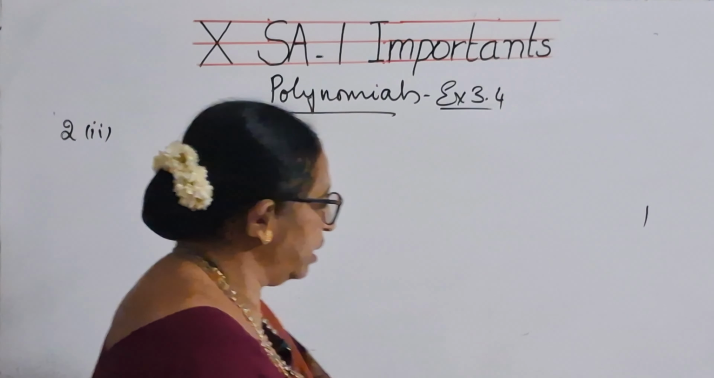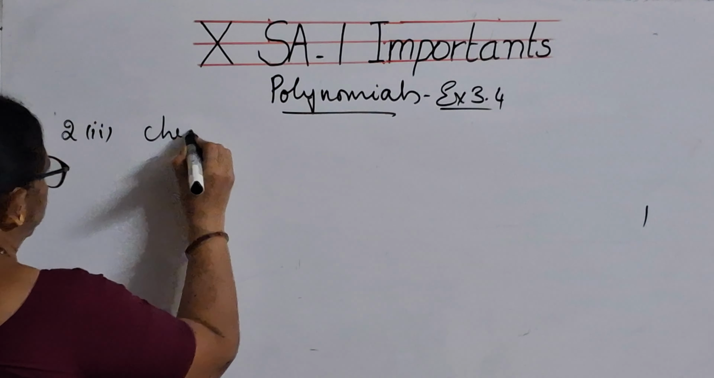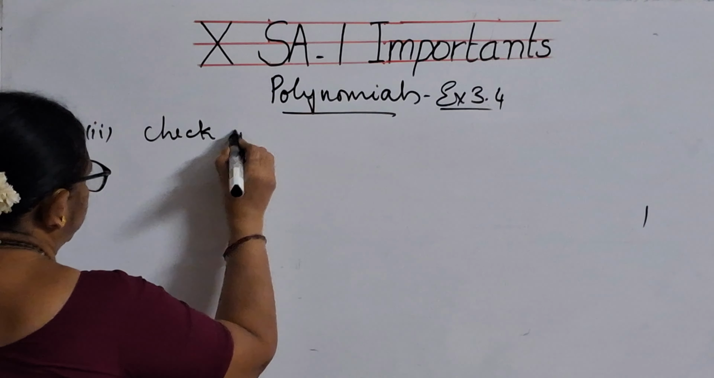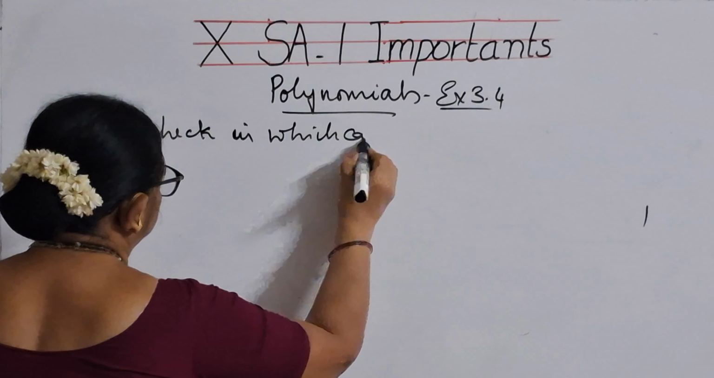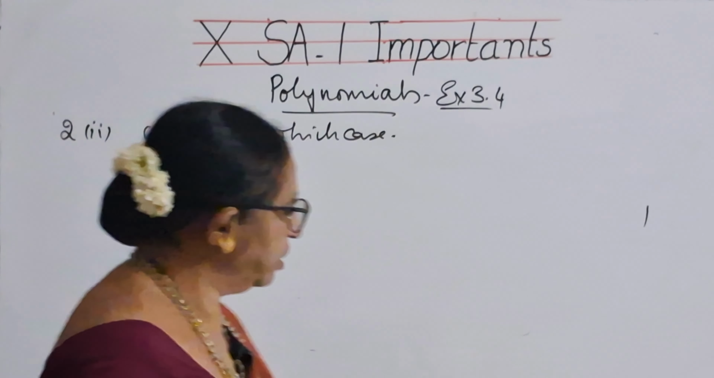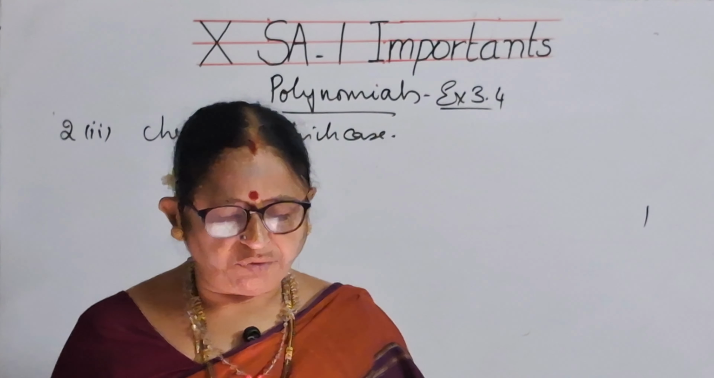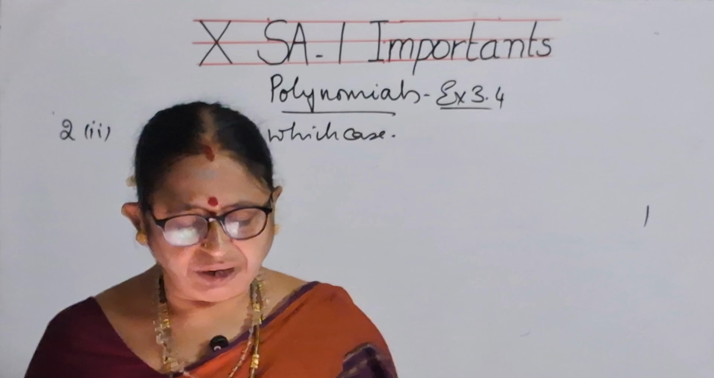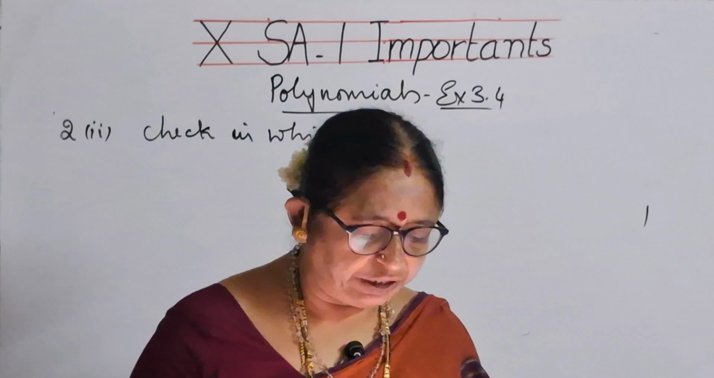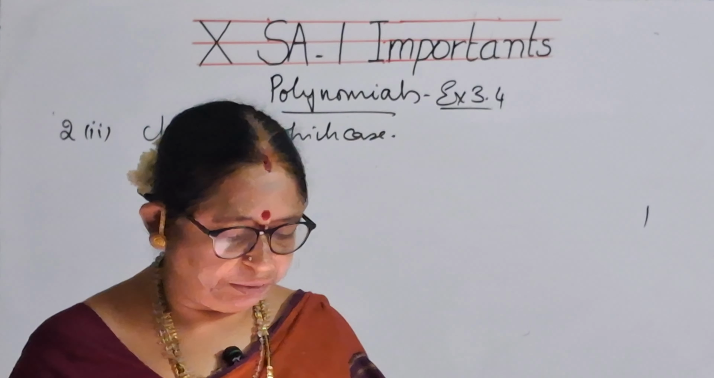Check in which case, the question is like this. Let me read that question. Check in which case the first polynomial is a factor of the second polynomial by dividing the second polynomial by the first polynomial. So what is the problem they are asking you, children? You have got two polynomials.